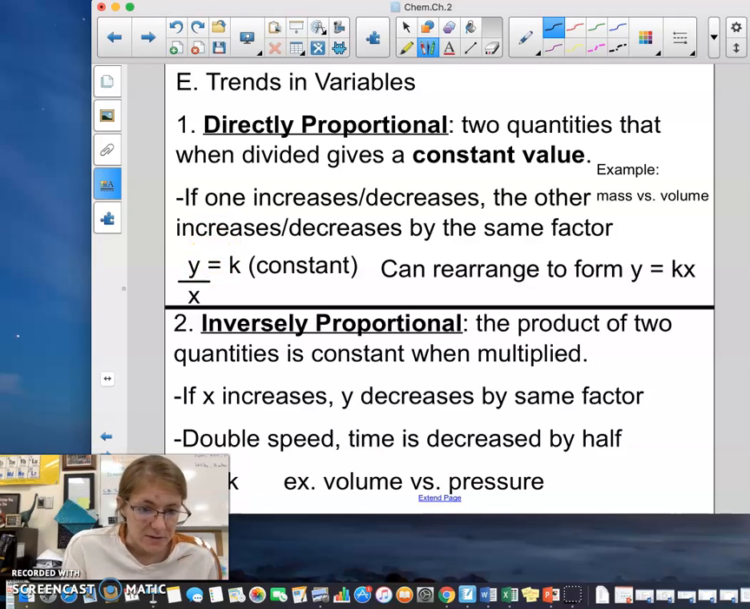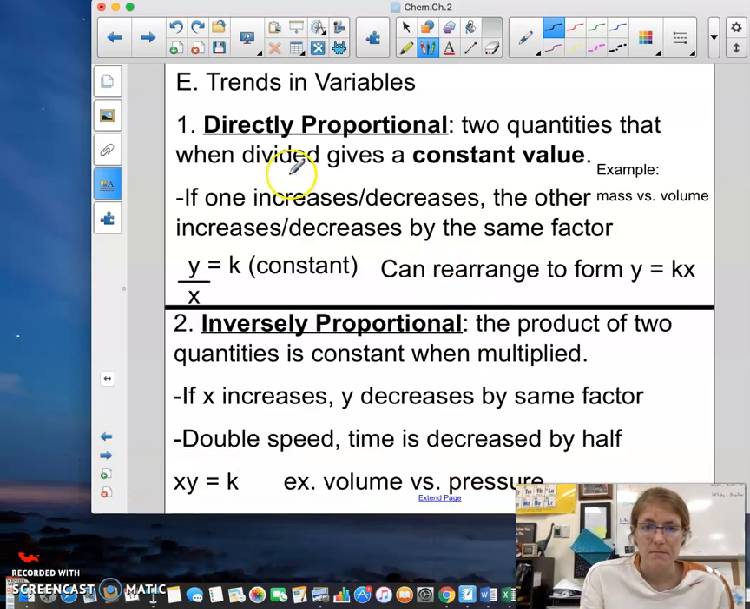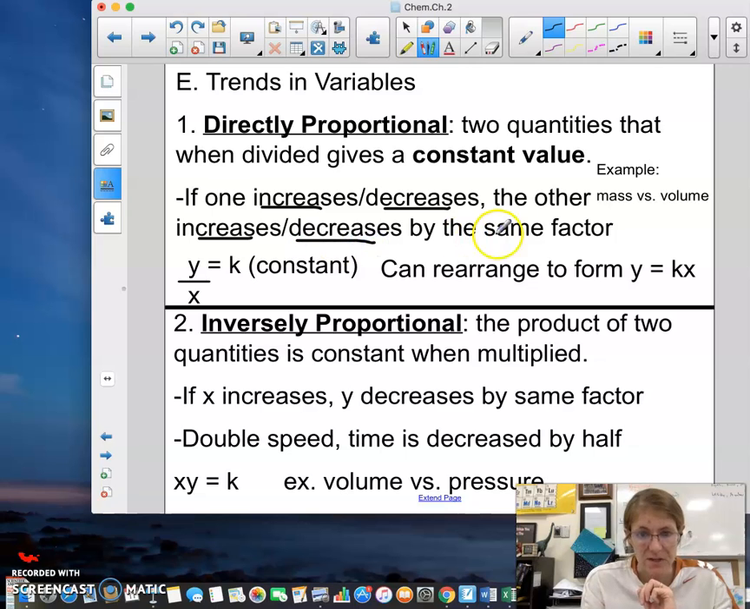Final thing I want to talk about are trends. So this is nothing new either. If a trend is directly proportional, that means you have these two quantities and you divide them and you always get a constant value. So if one increases, the other is going to increase. If one decreases, the other is going to decrease, by the same factor. Your book talks about these equations. I would strongly recommend reading pages 59 to 60 in your book. But y over x equals k, and k represents the constant. When you rearrange the equation, you get y equals k times x.